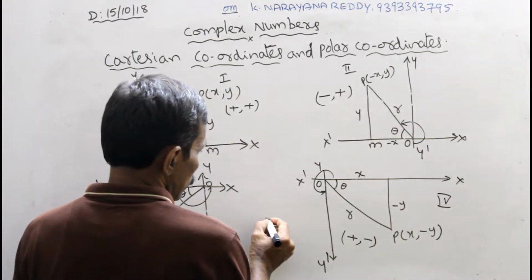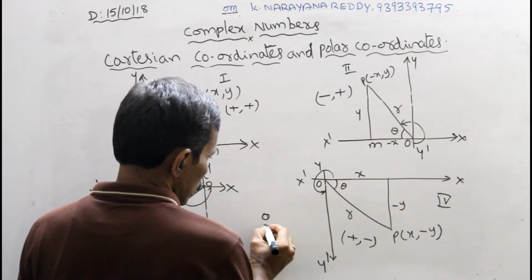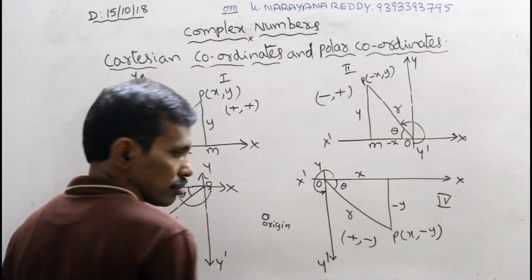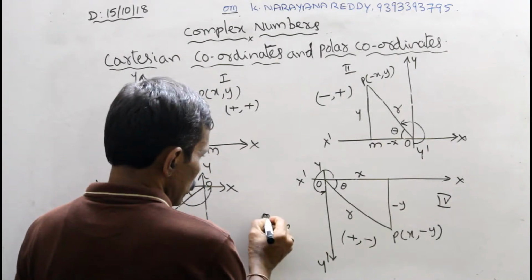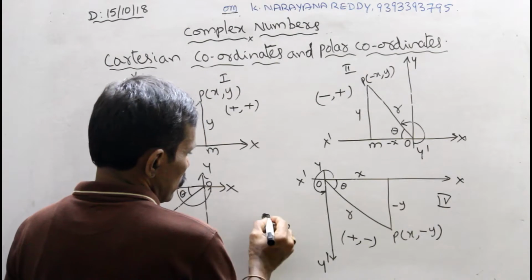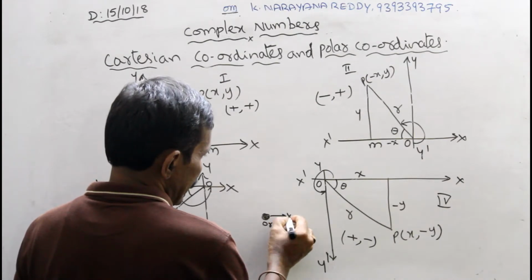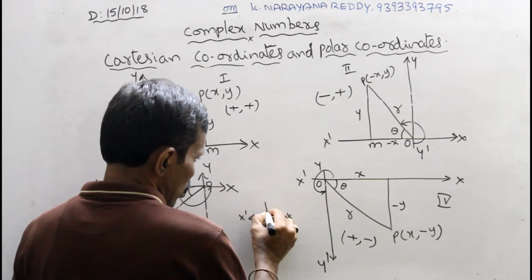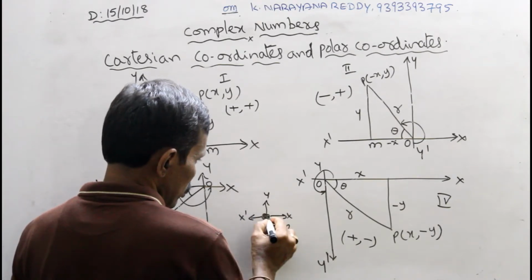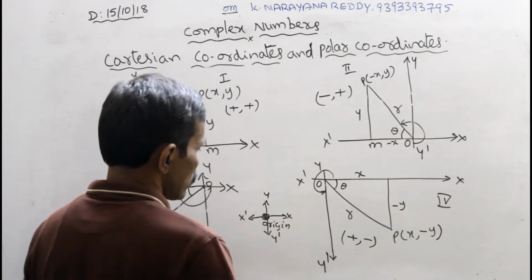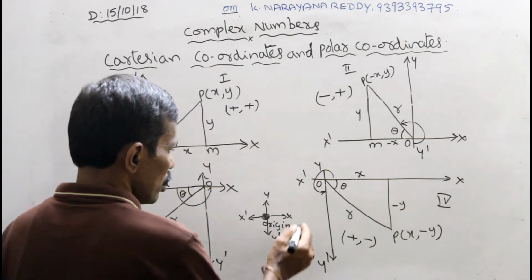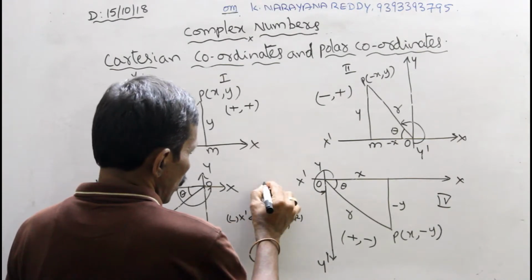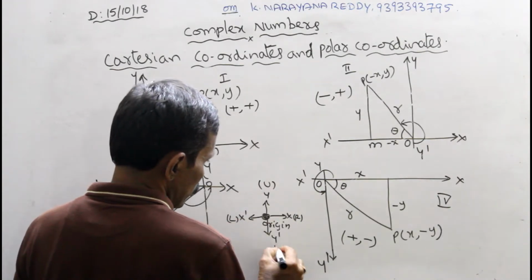For example, this is the origin. Right side is x, left side is x dash. Upper side is y, below side is y dash. That's all. So, right, left, upper, lower.